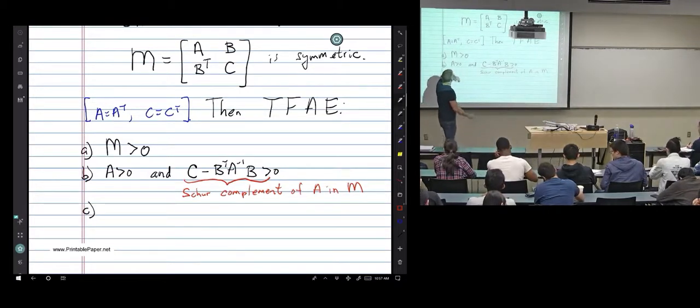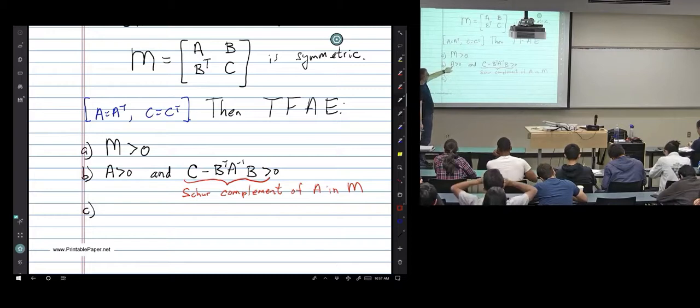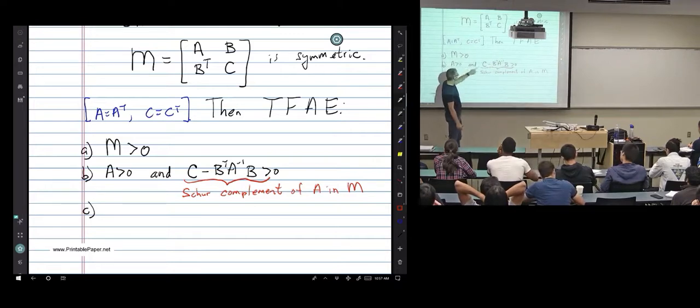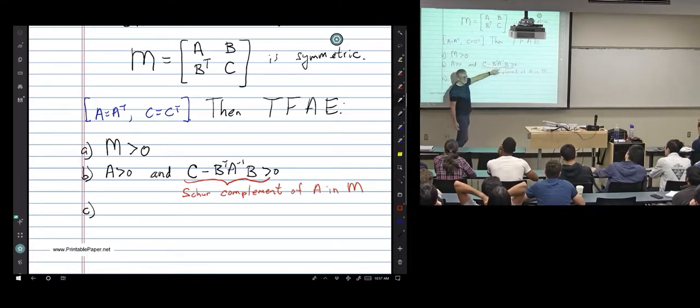So instead of tackling the problem that M is positive definite, you can tackle the problem that A is positive definite. Once A is positive definite, we know its smallest eigenvalue is positive, and hence A is invertible, so this is well defined. Okay? This is symmetric because A is symmetric, so C minus something symmetric is symmetric, and then we can check whether it's positive definite or not. So everything's well defined.